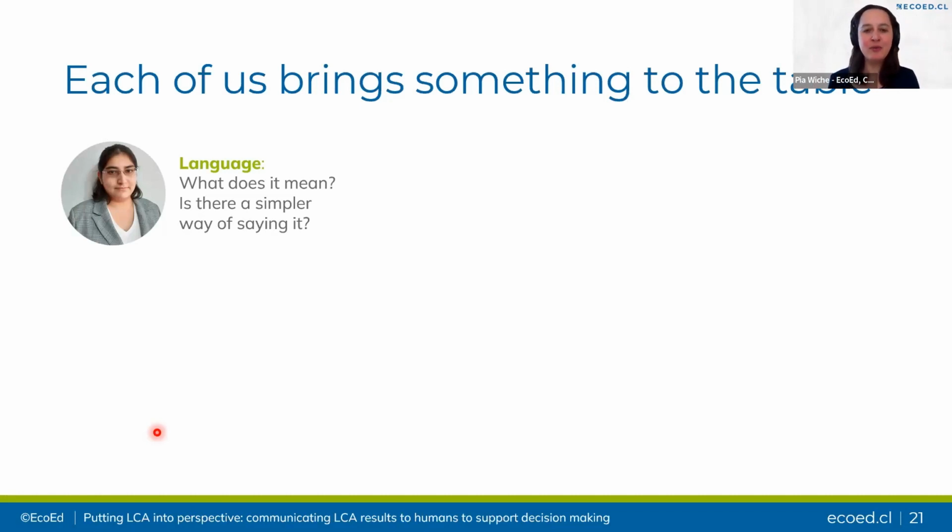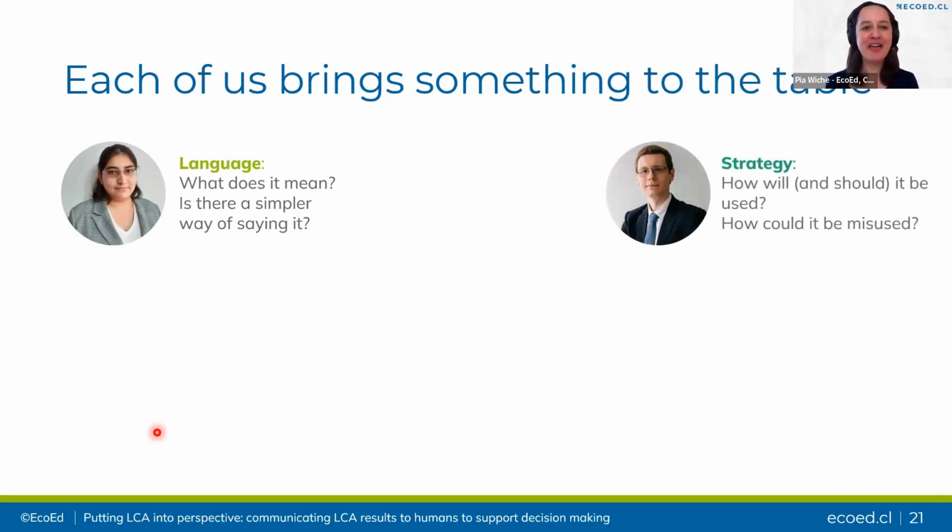And if she doesn't get it, we have to rewrite it because we want everyone to get it, not just the people who know math. Danilo is usually coming up with how will it be used and how should it be used? And now these two things are different. And especially, how could it be misused?